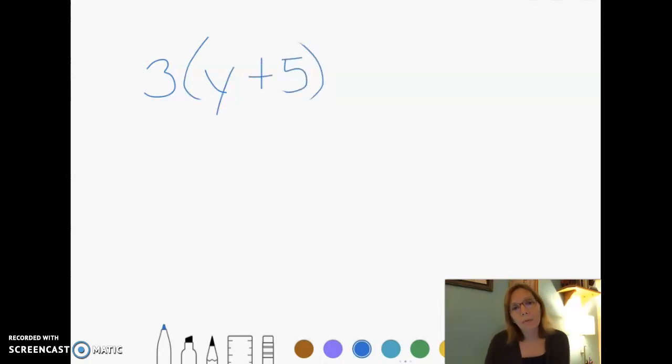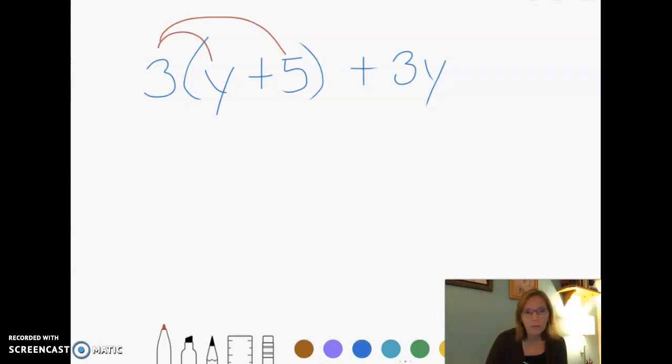This type of problem involves the distributive property. So you might have a problem like this with an extra variable on the end. The first thing that you have to do is distribute this 3 into the parentheses. So 3 times y is 3y, and 3 times 5 is 15. Bring this down because we haven't used that yet.